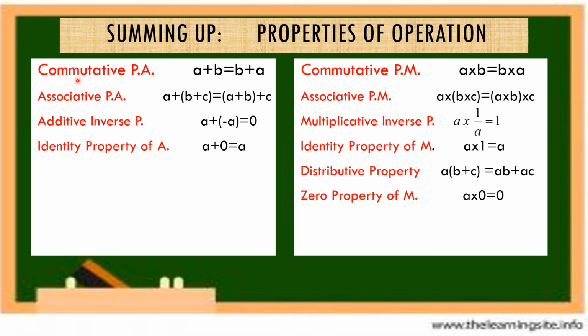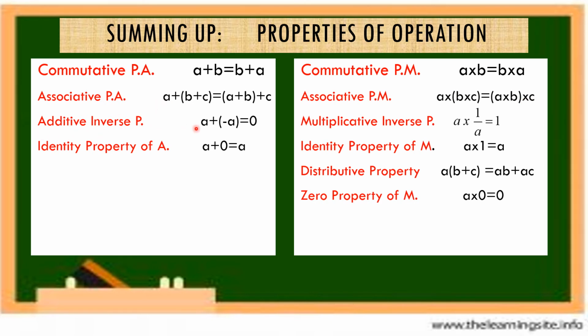Properties of operation. Commutative property of addition, A plus B equals B plus A. Commutative property of multiplication, A times B equals B times A. Associative property of addition, A plus the quantity of B plus C, close quantity, equals the quantity of A plus B, close quantity, plus C. Associative property of multiplication, A times the quantity of B times C, close quantity, equals the quantity of A times B, close quantity, times C.